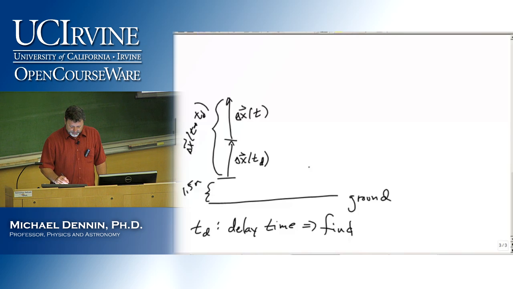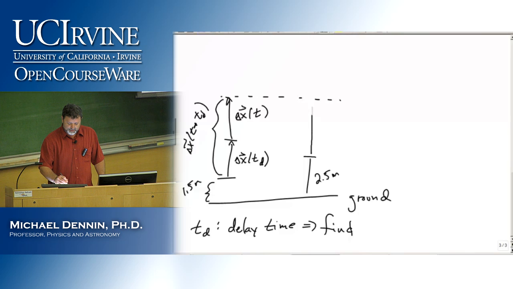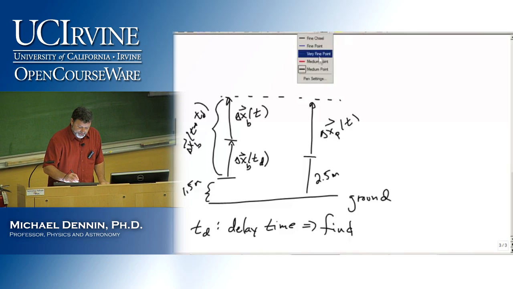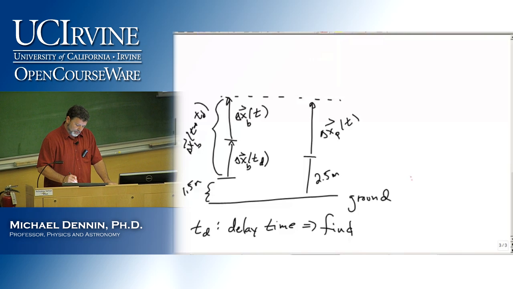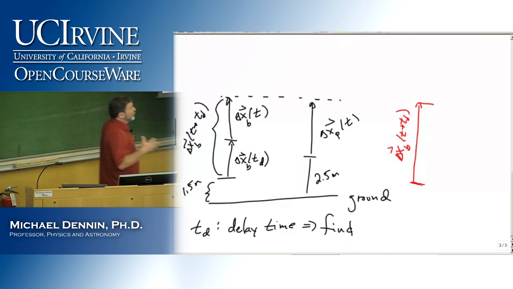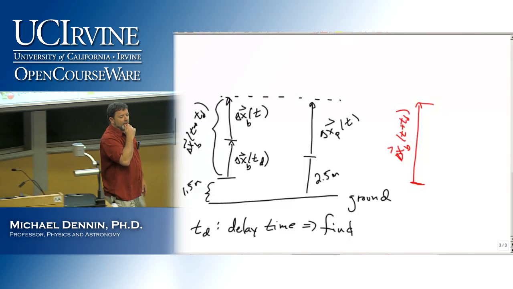And then myself, I'm here at 2.5 meters. I don't do anything during TD. And then I have some displacement delta x. So this would be the player, and this would be the ball. Now, if I want to look at each of these individually, here is the ball. And as a vector diagram, what two pieces go into giving me the total displacement of the ball?